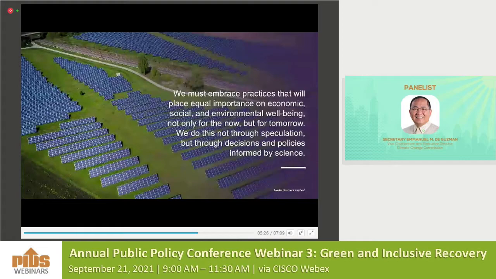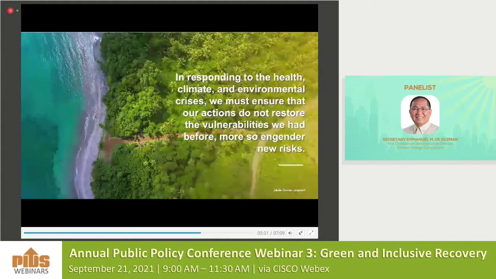In responding to the health, climate, and environmental crises, we must ensure that our actions do not restore the vulnerabilities we had before, more so engender new risks. We must rebuild our communities to become ever more adaptive and resilient to climate change and disasters. We must also ensure that effective and transformative solutions to the country's many pressing socioeconomic and sustainability challenges are tirelessly sought and pursued.